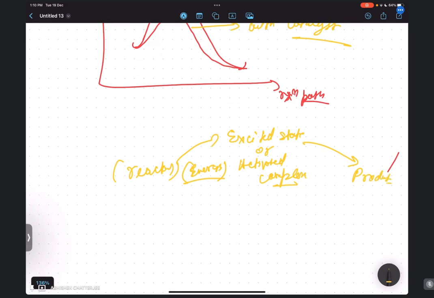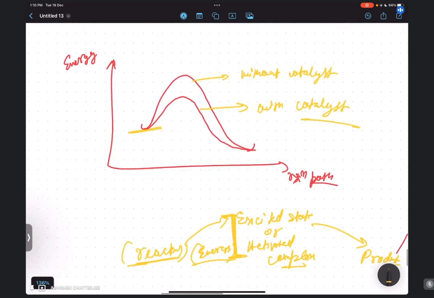So this gap between the reactant energy and the excited state energy is known as the energy barrier. And what the catalyst does is that it just decreases this energy gap. See here, this is your energy gap, this is your energy gap. Without catalyst, this energy gap was so much higher. With catalyst, the energy gap is so much lower.